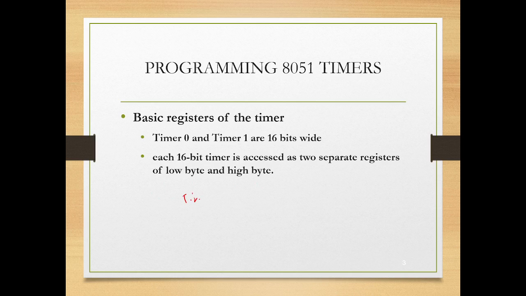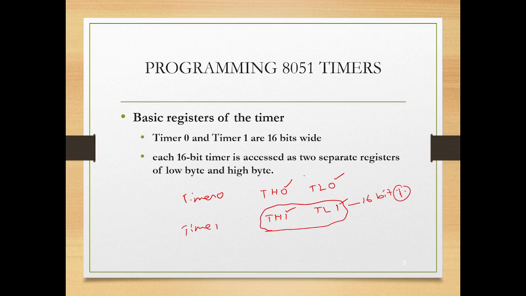For example, if I take timer 0, TH is the high byte register and TL is the low byte register. Likewise, for timer 1, TH is the high byte register and TL is the low byte register. Since it is timer 0, we mention it 0 here. Since this one is timer 1, we mention it as 1 here. So both of them combined together make the 16-bit timer 1 register. Likewise, these two combine together to form the 16-bit timer 0 register.